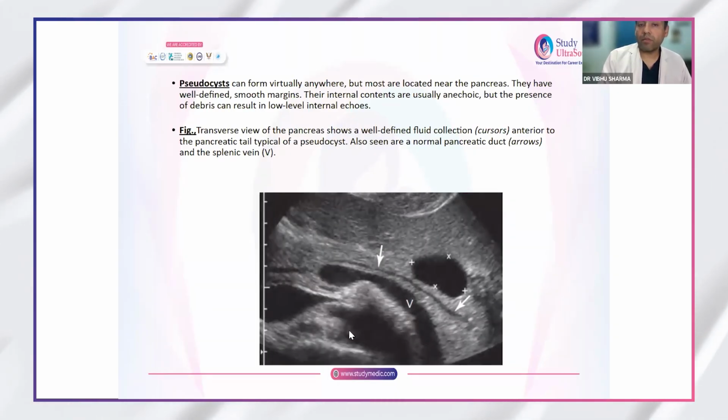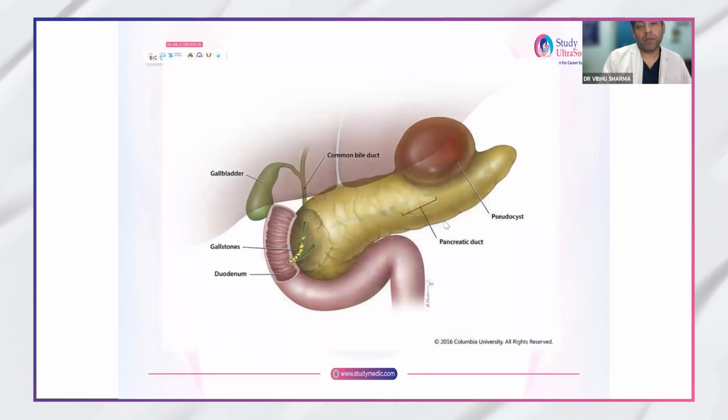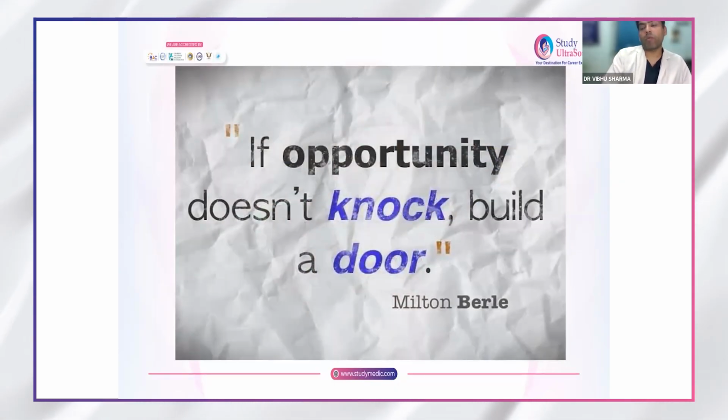You can see a pancreas which shows a well-defined fluid collection anterior to the pancreatic tail here, and this is called a pseudocyst. So another complication of pancreatitis is pseudocyst formation. This is the gallbladder. You remember gallstones sometimes cause such conditions of pseudocyst pancreatitis. So this is in short a brief about imaging of pancreas. And thank you.